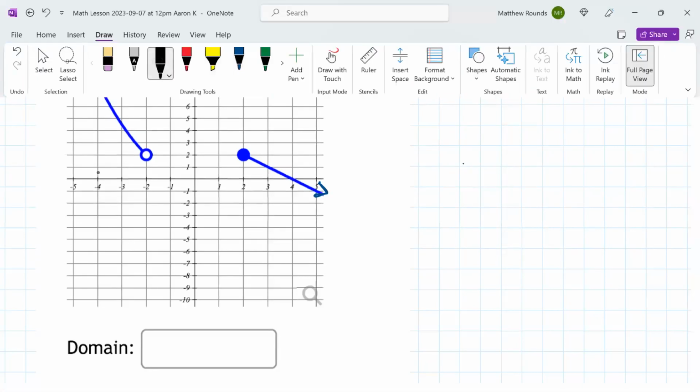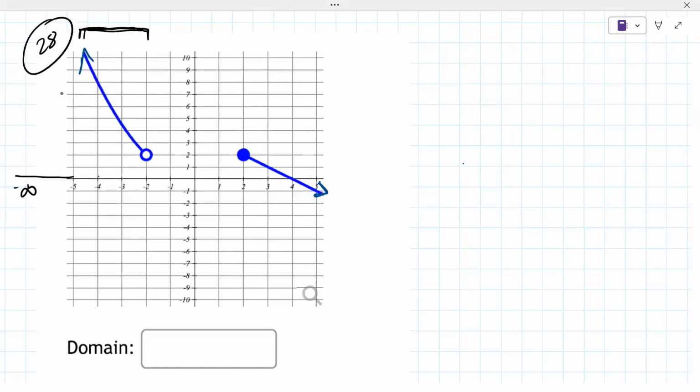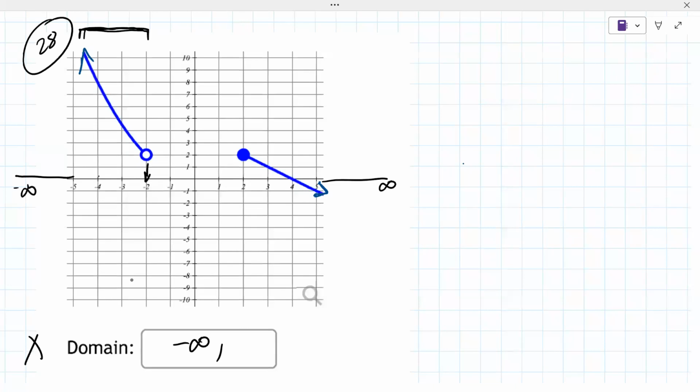So in this first piece, how far left does this go? To negative infinity, left. And then it stops here at the x value. Remember, domain is x values. I only care about the x values. What is the x value there? Negative 2. Not included.